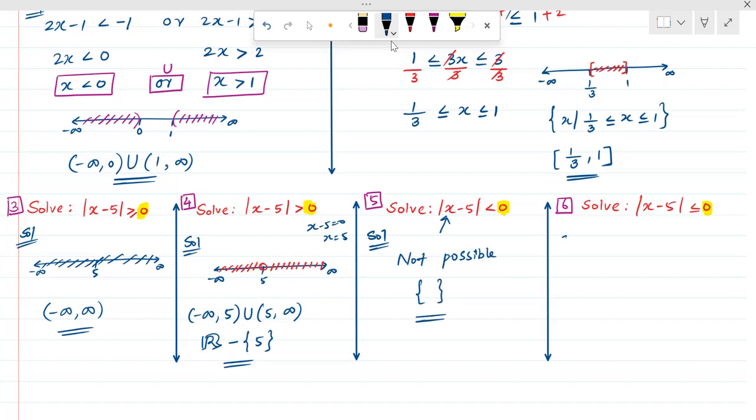Now the next one is less than or equal. As I discussed, less than is not possible. Only equal to 0 is possible. So if you take the real line, it will take only the one point. Only this point will be considered. So this is the solution. Here you have only 5. If I substitute 5, 5 minus 5 equals 0. But less than is not possible as per the previous one.